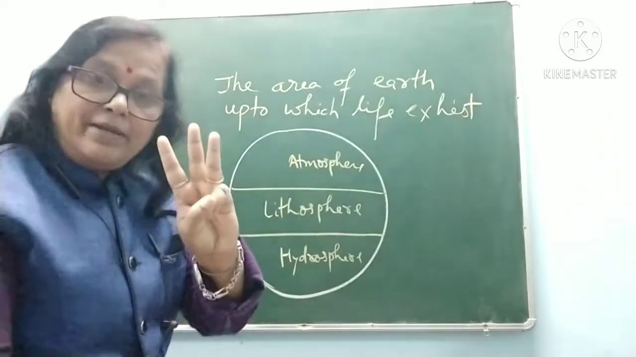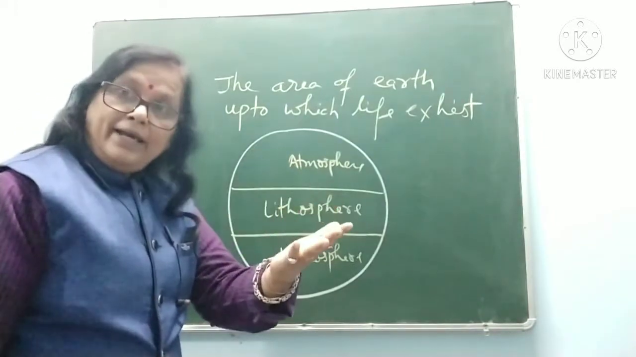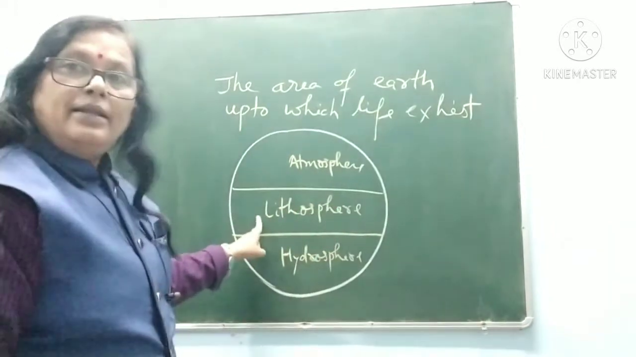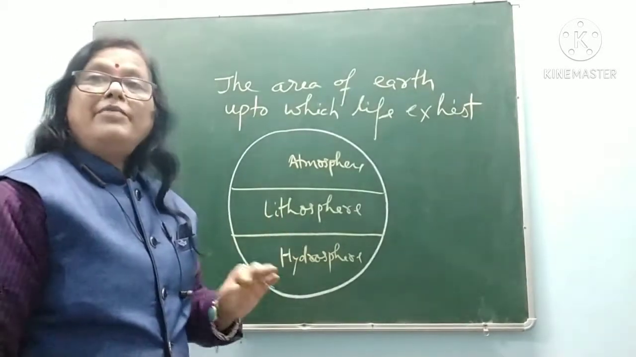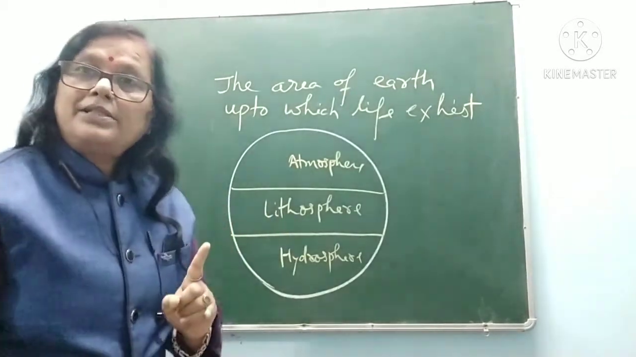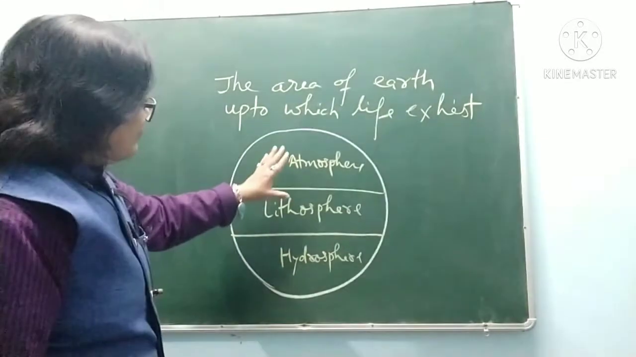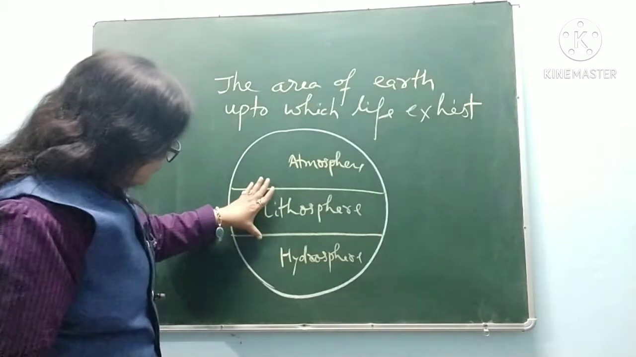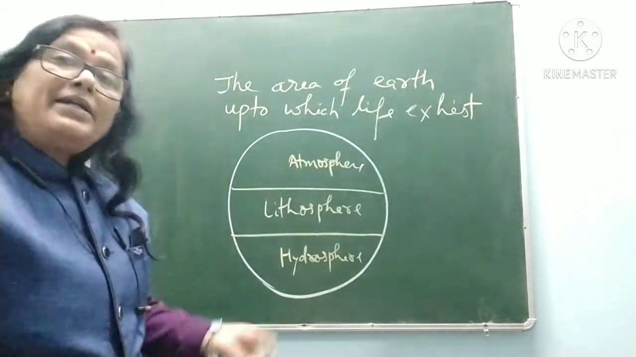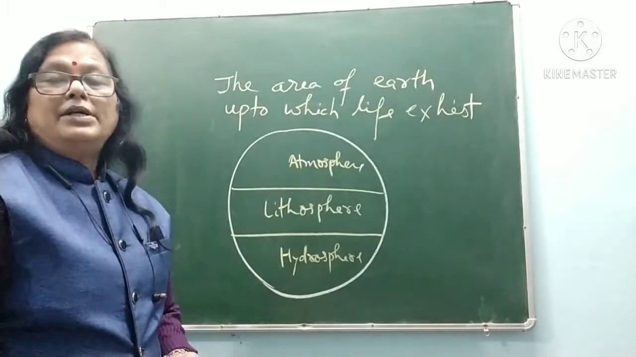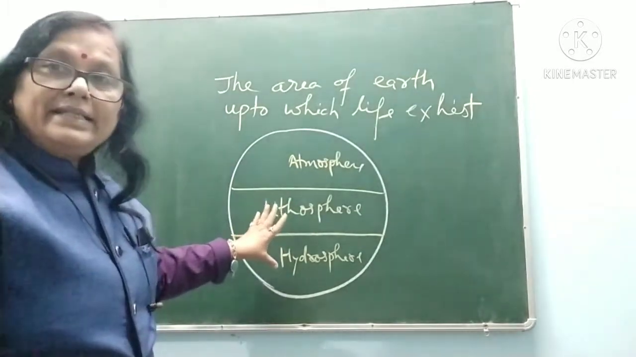There are three very important geomatter: air, soil and water. Air, soil, water are very important constituents of earth. Good. But up to what area the life will exist, that is treated as biosphere. The area of earth up to which life exists.